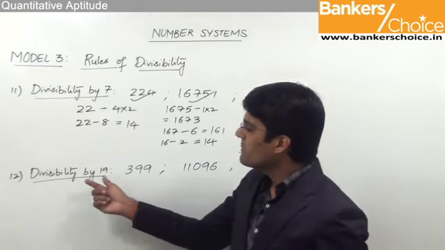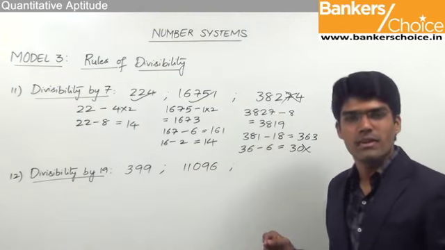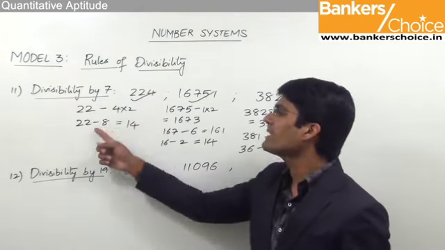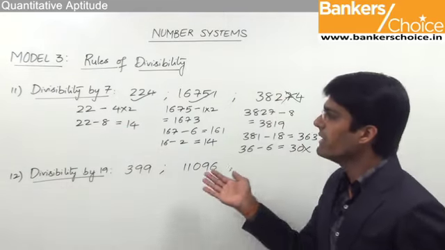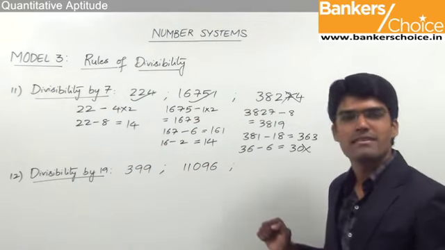Now coming to the divisibility by 19, the procedure here is similar to what we have done in case of 7. But the only difference is, instead of subtracting the units place multiplied with 2, we need to add the units place multiplied with 2. Let's take some examples and understand this.